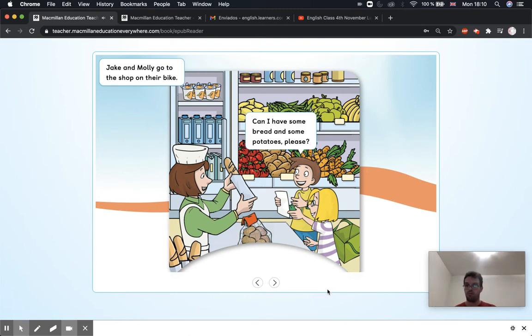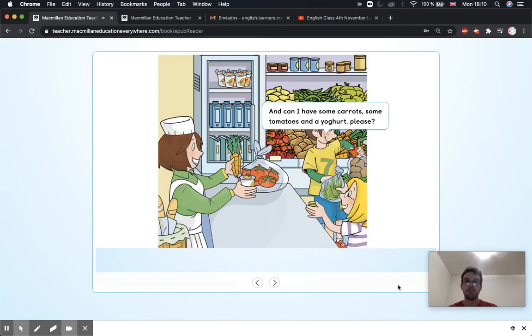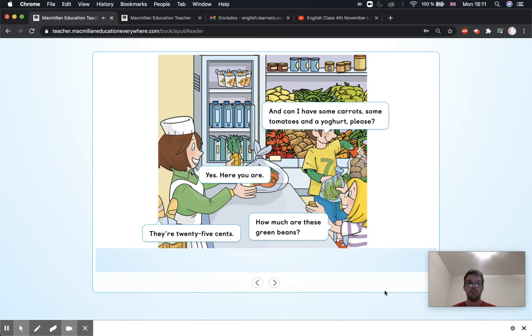Can I have some bread and some potatoes, please? Yes. Here you are. Thank you. And can I have some carrots, some tomatoes and a yogurt, please? Yes. Here you are. How much are these green beans? They're 25 cents.